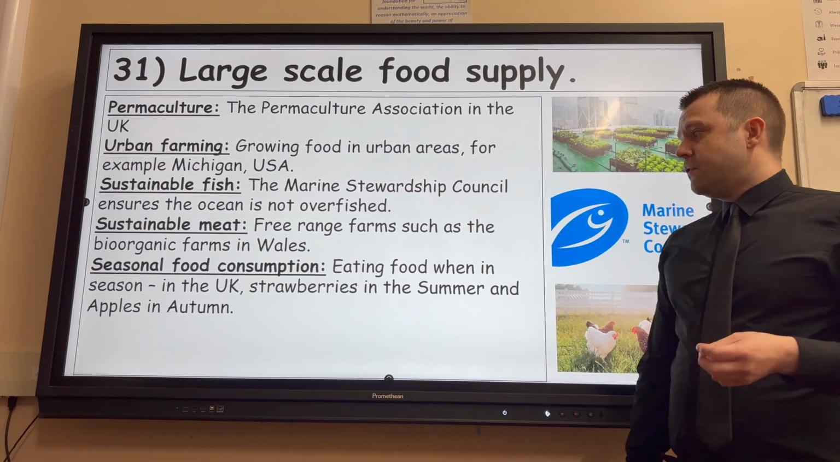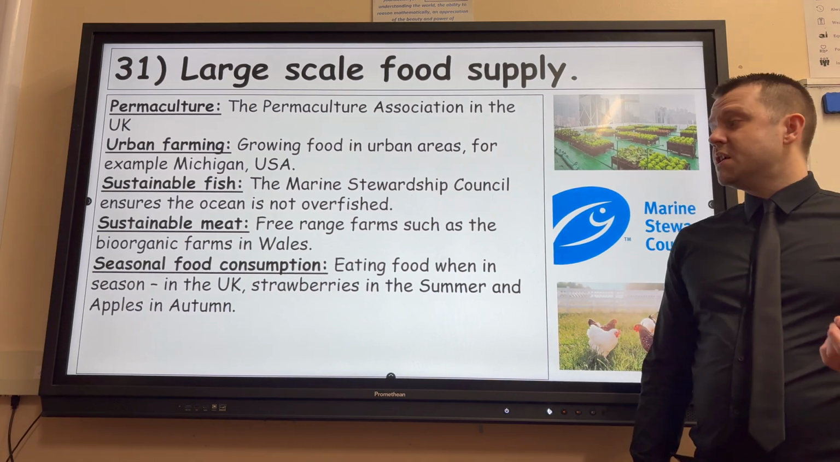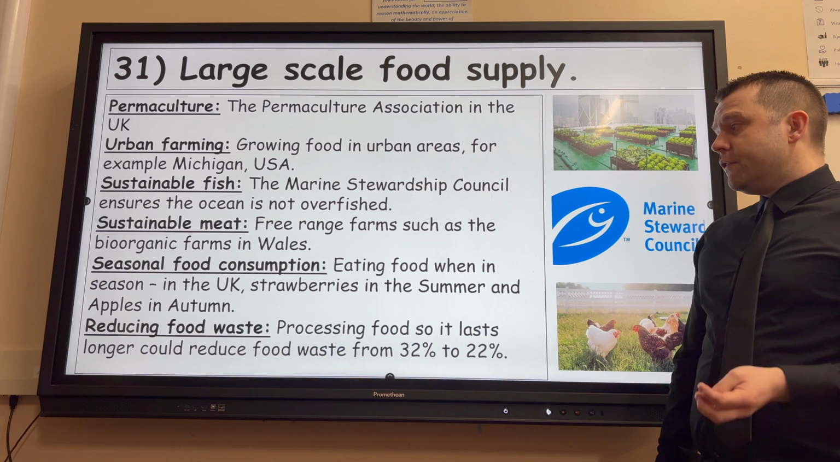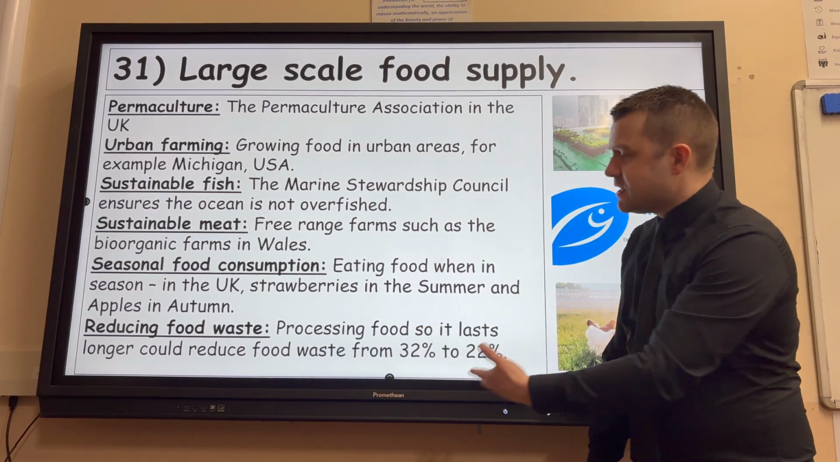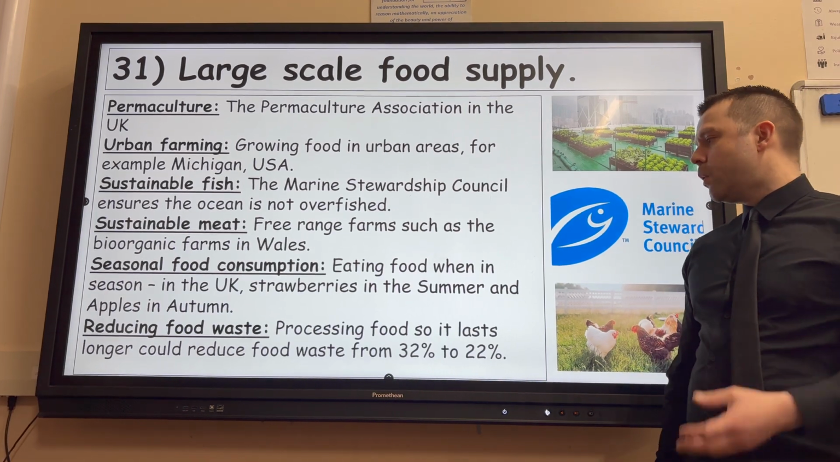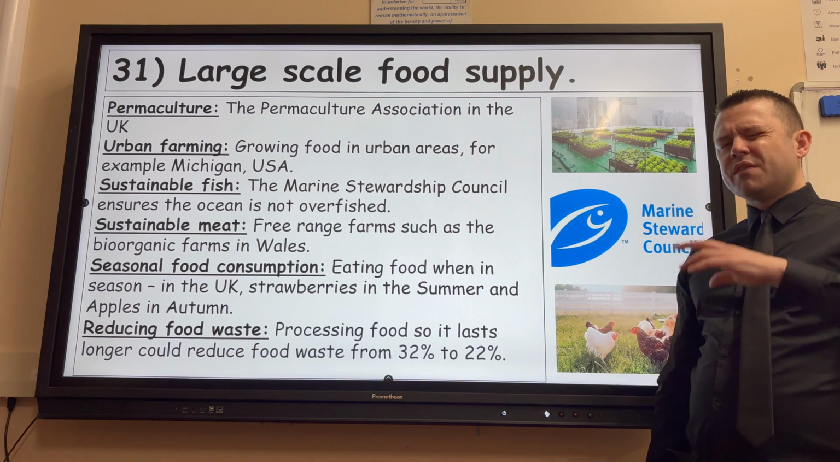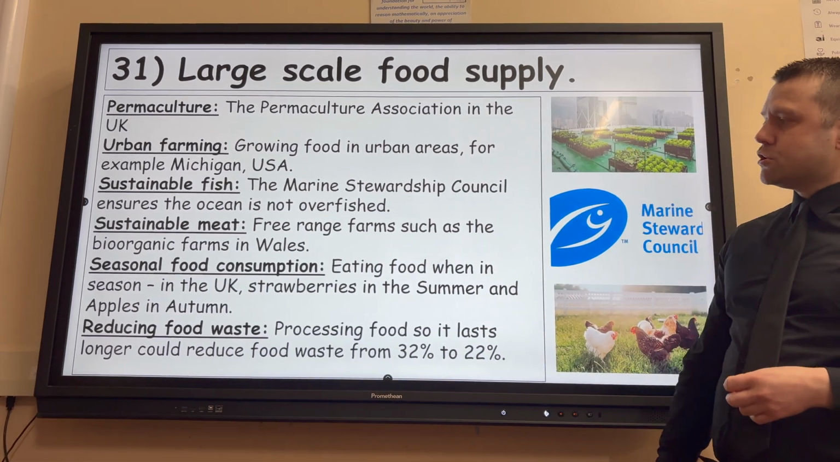Seasonal food consumption. So this is eating food when it's in season, and the example we would probably use is eat strawberries in the summer and apples in the autumn. And finally, reducing food waste. So this terrible statistic is that 32% of all food is wasted, but if we process food and have a more sensible approach to things like sell-by dates and use-by dates, we're hoping we can reduce this to 22%.